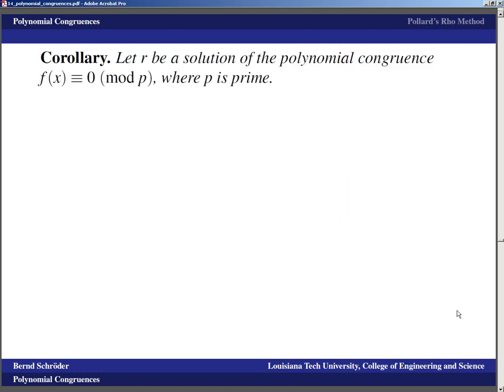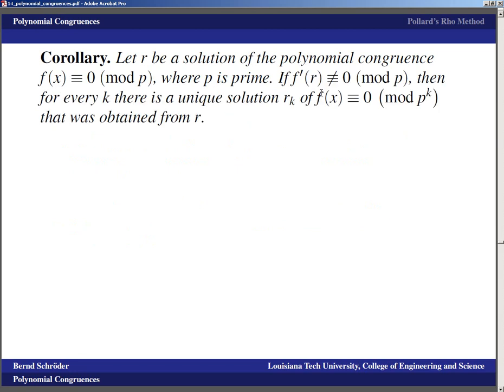A corollary to the whole thing is that if you've got a solution of the polynomial congruence f of x equivalent to 0 modulo p, where p is prime, and if f prime of r is not equivalent to 0 modulo p, and here's something that is of course very nice, for the f prime of r not equivalent to 0, we always stay with modulo p. So we don't have to worry about multiplicative inverses modulo p squared, p cubed, and so on and so on.